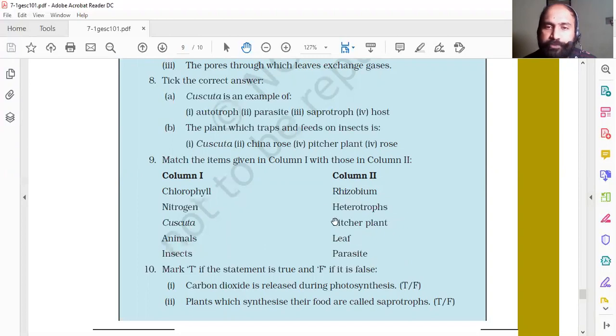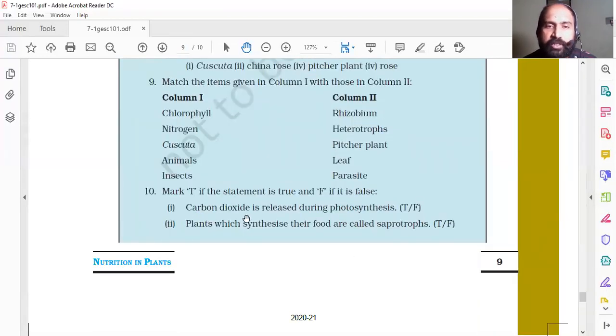Animals are heterotrophs. Okay. Insects are here. Pitcher plant. Pitcher plant traps the insects. Very easy. 10th question. True or false?